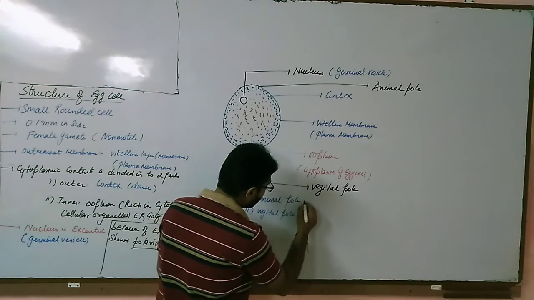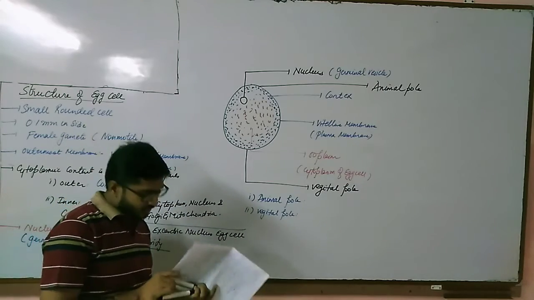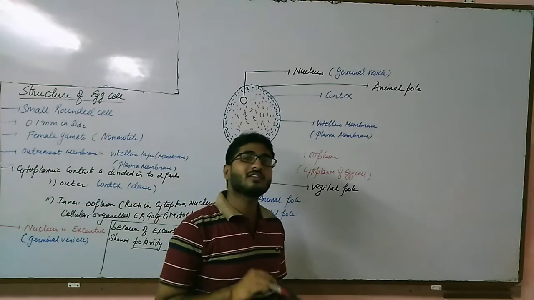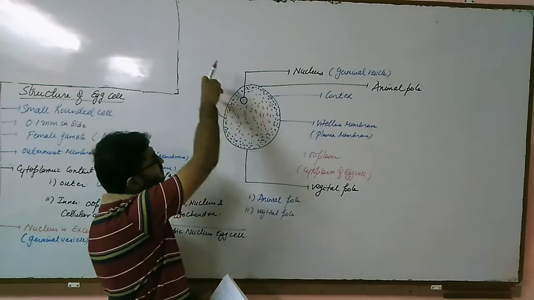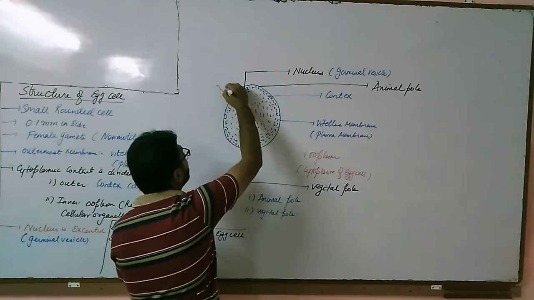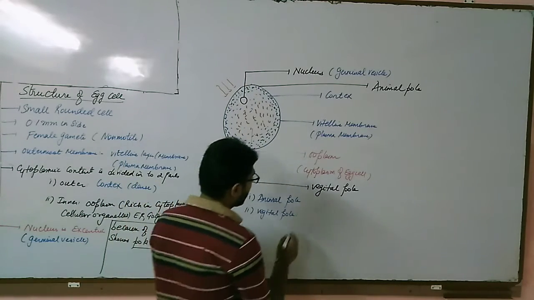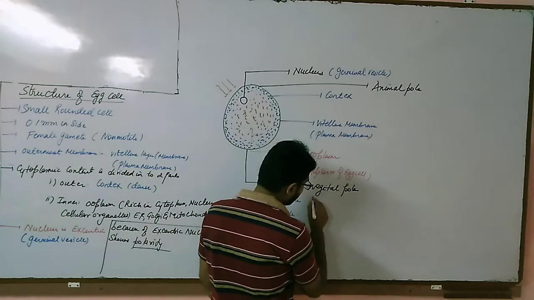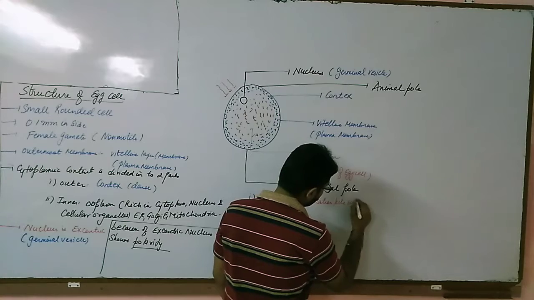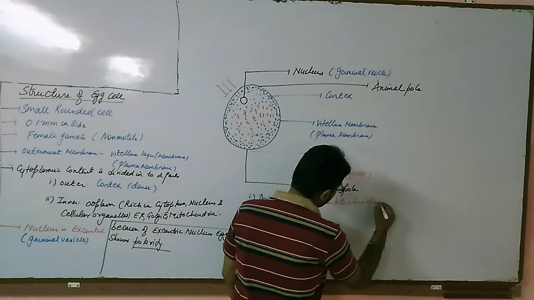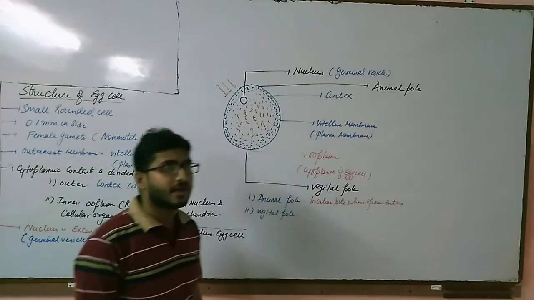Among these two, animal pole is a very important structure. Now why is animal pole very important? Because this pole is the polarity or the location through which sperm is going to enter into the female egg cell. So animal pole is the location or site where sperm enters into the female egg cell.